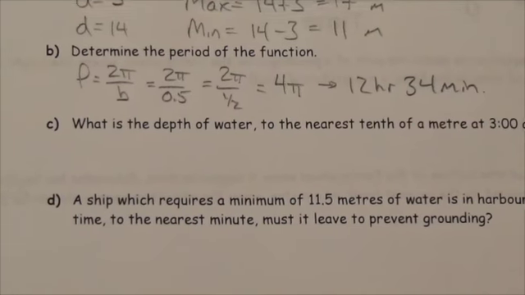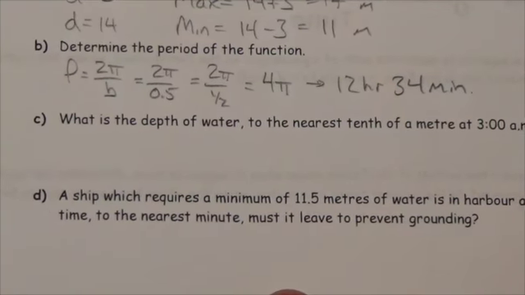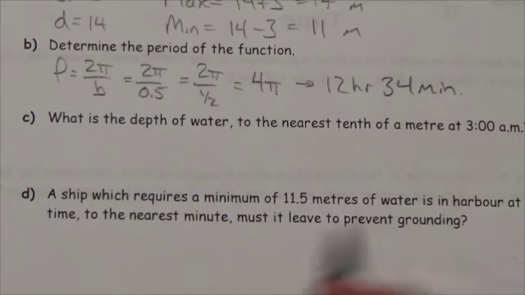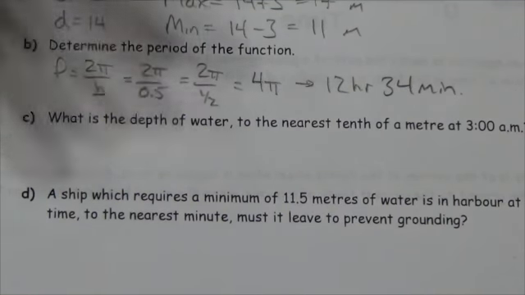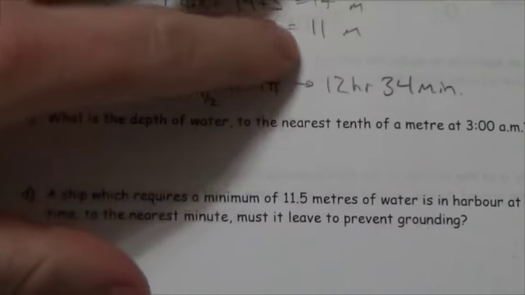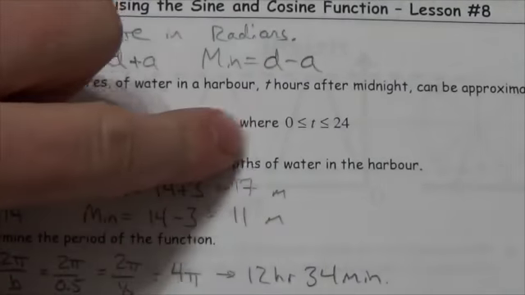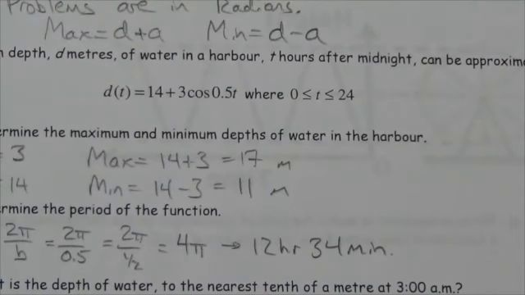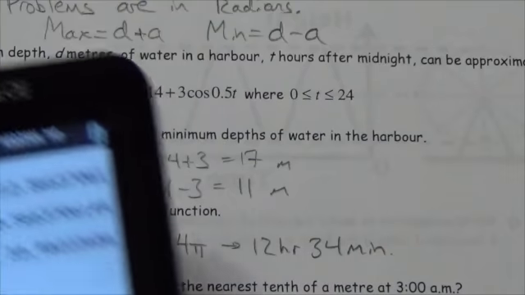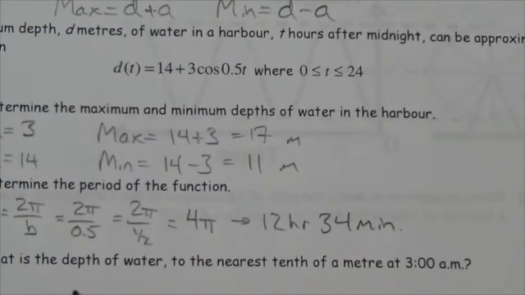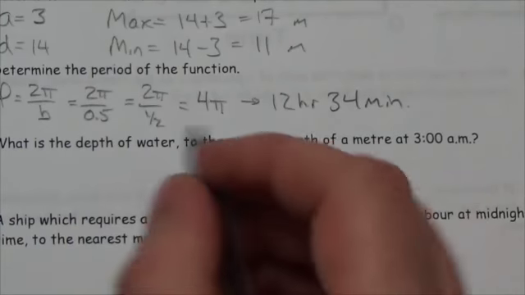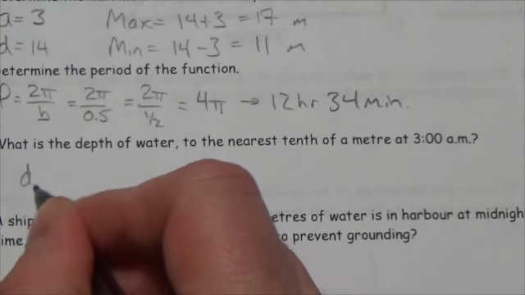The next question says, what is the depth of the water to the nearest tenth of a meter at 3 a.m.? Okay, now when we're working with questions like this, we're going to be working typically on the 24-hour clock. That's not such a big deal in this particular problem, but we should be able to just plug in the value for t that we're getting here.